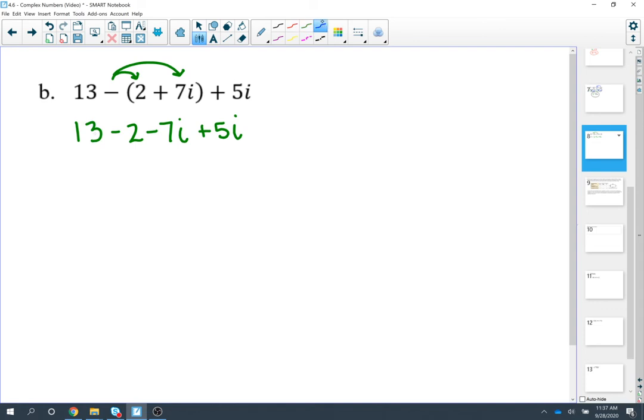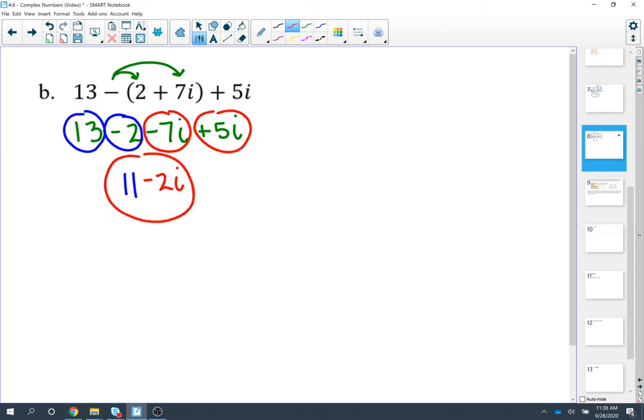I'm then going to combine like terms. So 13 minus 2 is 11. And then negative 7i plus 5i is negative 2i. And then I'm going to check for standard form. The real number must be written first. The imaginary number must be written second, which it is. So we're done.